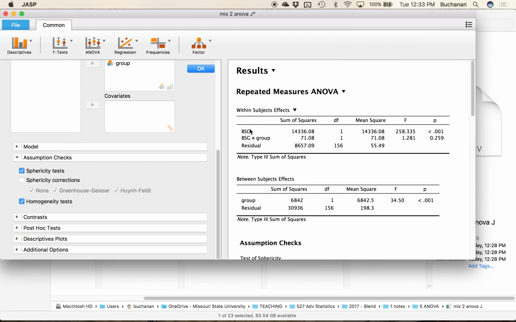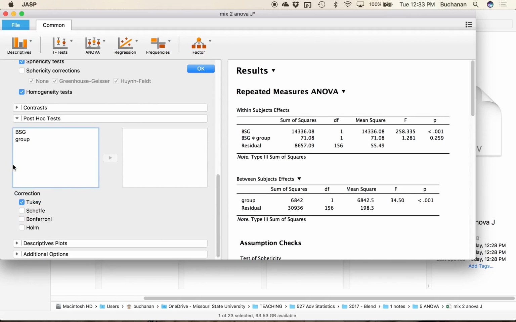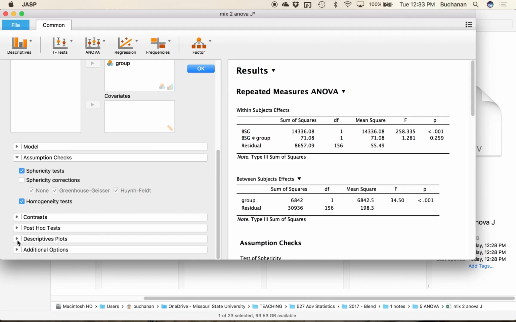Now, if I were following this up for real, my BSG is significant, but it only has 2 levels. So it gives me the option to do these post hocs here, but since I only have 2 levels, I wouldn't really want to do them. So I'd actually just close that up.